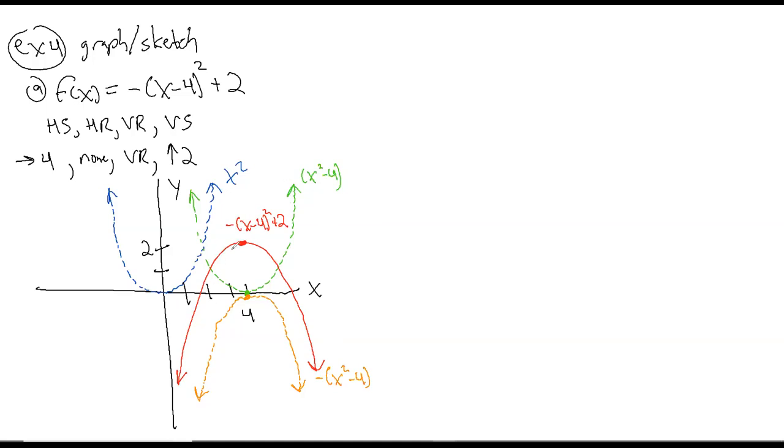Now that red image is correct. This point right here is 4, 2, because we went right 4 up 2. That's kind of the apex of this quadratic. If you want to check these, what you can do is plug in the vertex point.